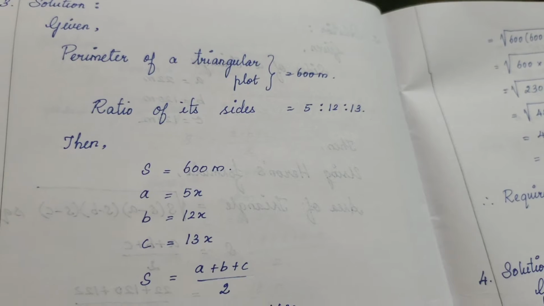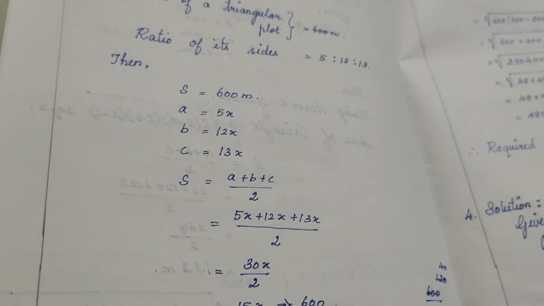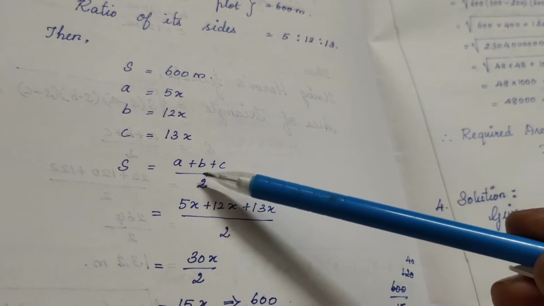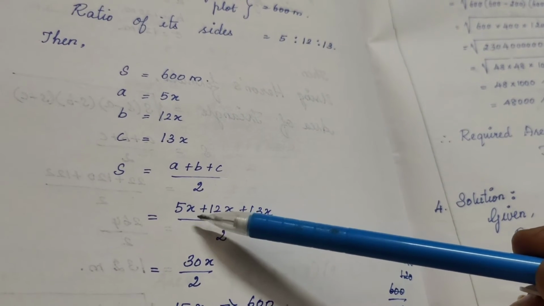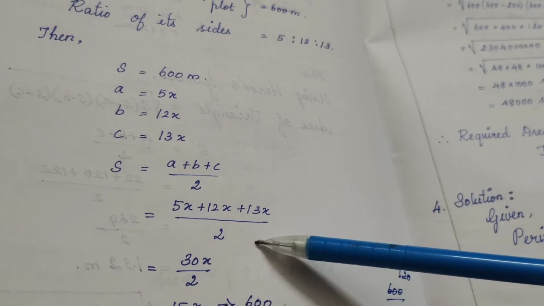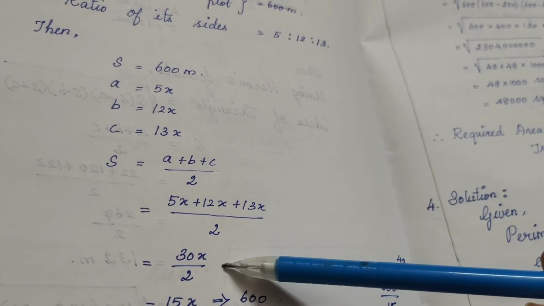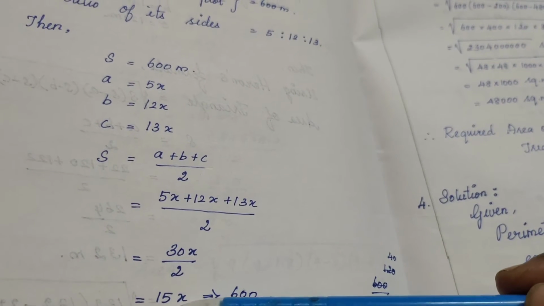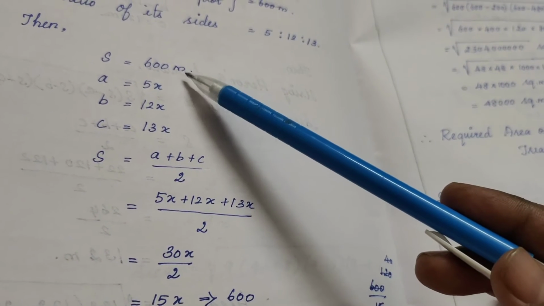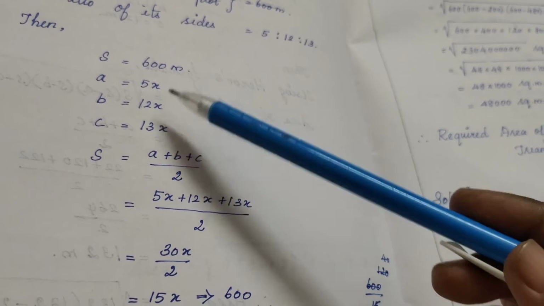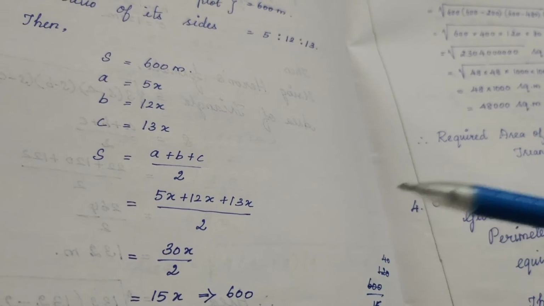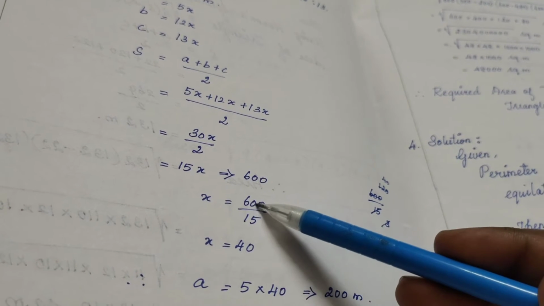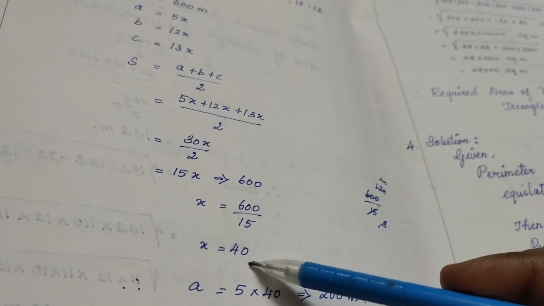Then we know the formula to find the value of S, that is A plus B plus C by 2. We are substituting the values in the next step. 5x plus 12x plus 13x by 2, that is 30x by 2, 15x. So S equal to 15x. Already we know that S equal to 600 meter, so we are equating these two. 15x equal to 600. So the value of x equal to 600 divided by 15 equal to 40.